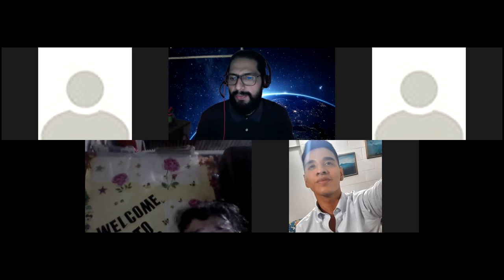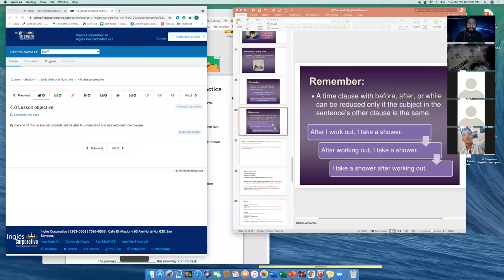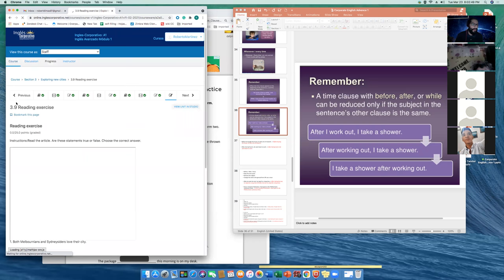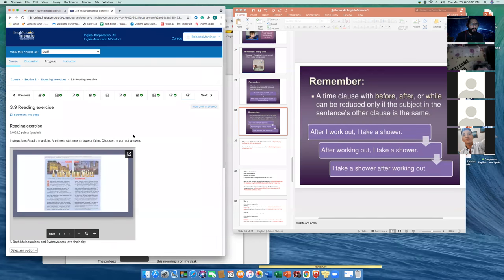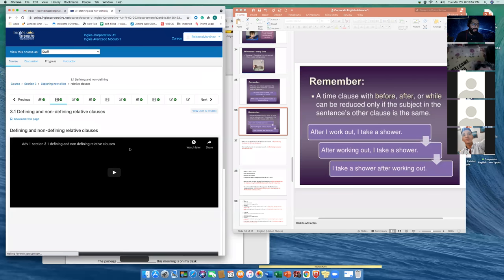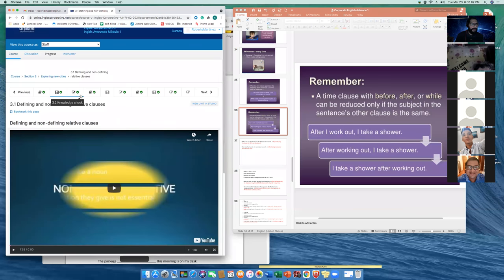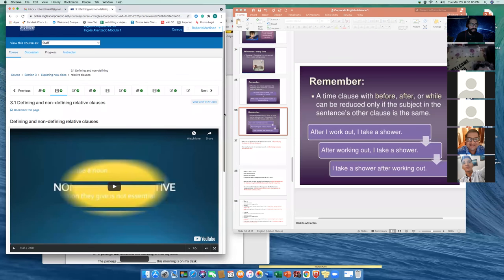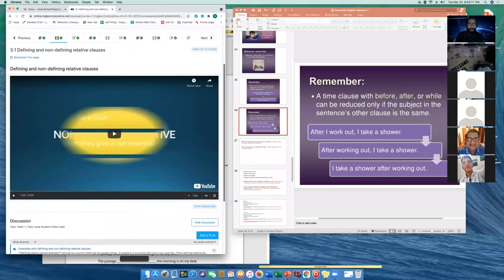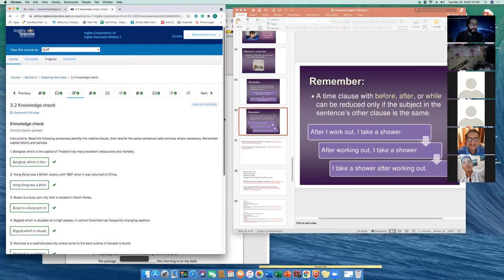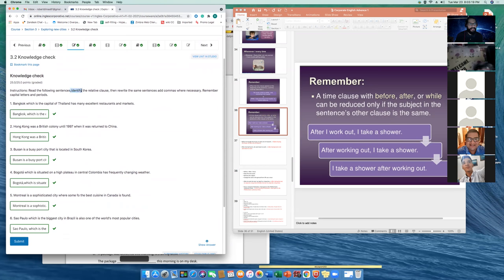Let me go ahead and share my whole screen for you guys. Madeline, can you see my screen? Clauses. Was that section three? Let me go back. Defining and non-defining relative clauses. From there, section 3.1, there's the knowledge check, which is this one, where you have to identify the relative clause, then you have to rewrite it. And it was number one, two, three. This is the one that you need? Yes.